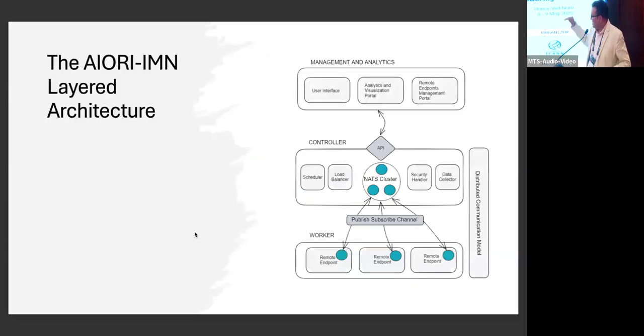This is a layered architecture. We have the management and analytics layer. We have a controller layer which controls everything. And then we have the provisioning layer, which works as a worker. This is how the architecture is divided. And these worker layers have those DNS endpoints and other things that we could have. The controller layer is completely distributed.